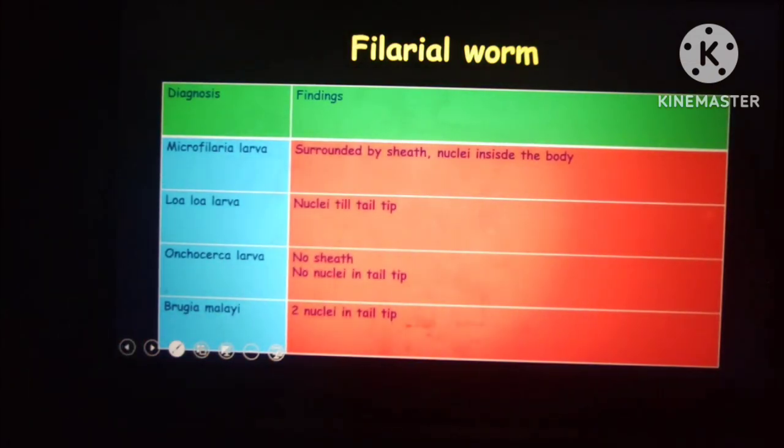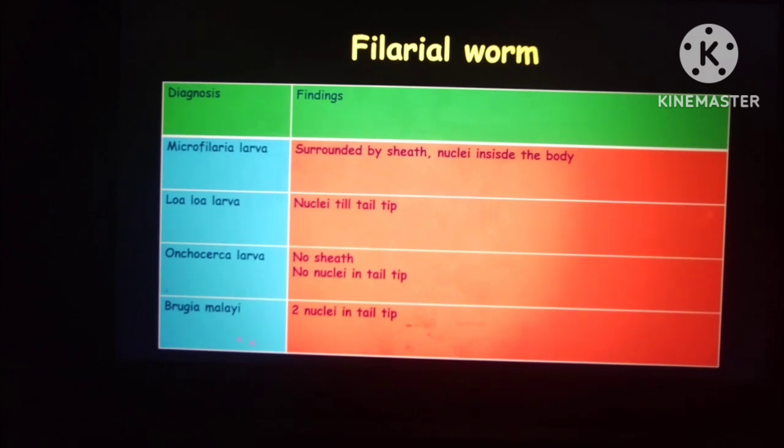So next, how will you diagnose? Remember, the microfilaria larva is usually surrounded by a sheath and the nucleus will be present inside the body. Whereas in Loa loa, the nucleus extends till the tail tip. Whereas in Onchocerca there will be no nucleus. Just remember O means zero, nothing is there. So no sheath, no nucleus. Brugia malayi has two nuclei.